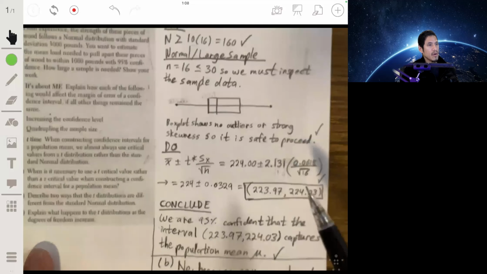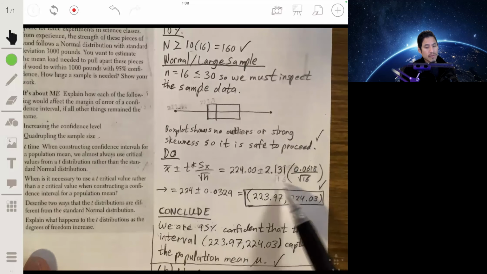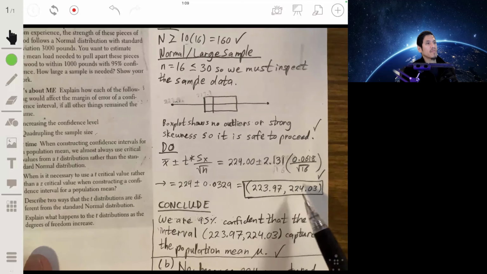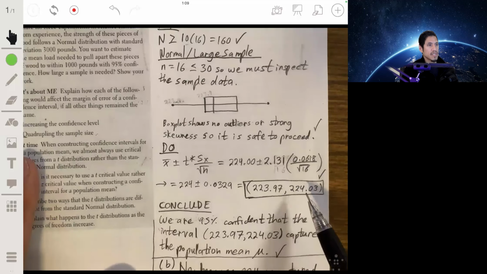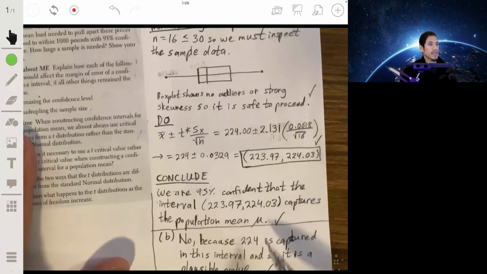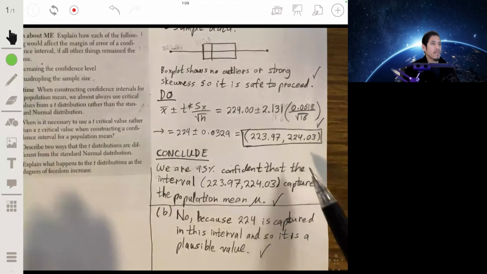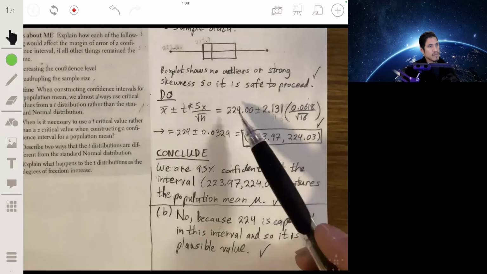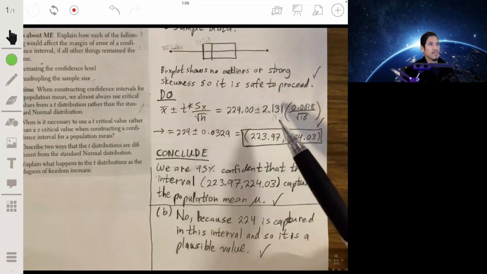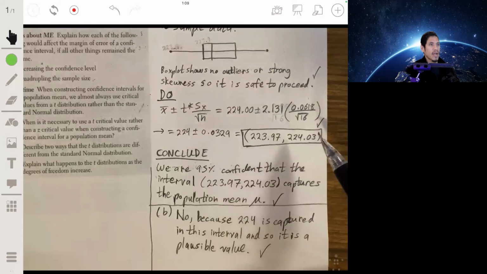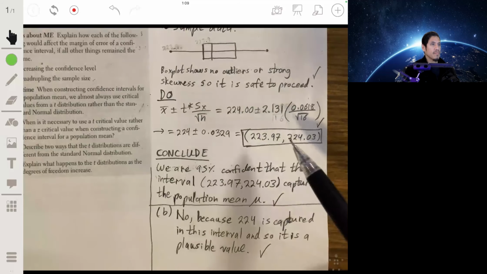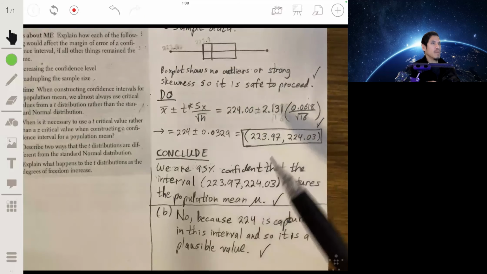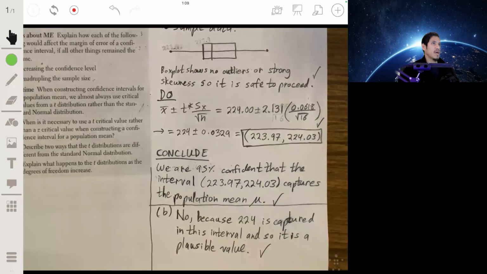Our answer is going to be no, because our interval captures 224. And if it captures 224, that means 224 is a plausible value. Since this is a plausible value, that means 224 could be the true population mean. It doesn't have to be centered. It actually is centered, coincidentally, but it doesn't have to be. It could be at the right end or left end, it doesn't matter. As long as it's within the interval, we can be pretty confident that it is the true population mean.